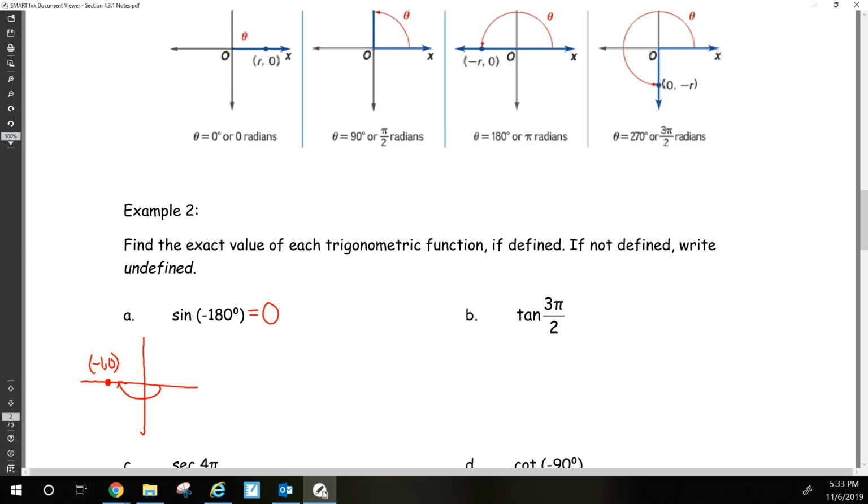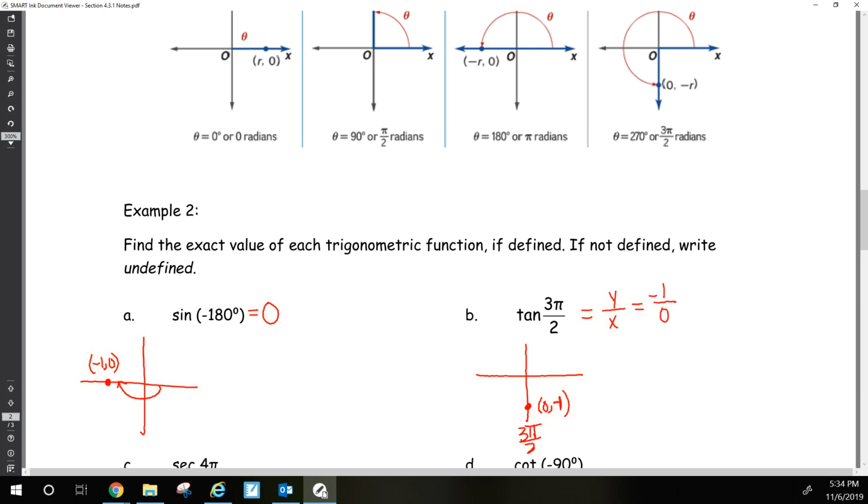All right, for tangent of 3 pi over 2, here's my quadrants. Here's pi over 2, pi, 3 pi over 2 would be this guy down here. This point then, on the unit circle, would be 0, negative 1. Now, what did we say tangent was? It's y over x, right? Sine over cosine. Sine is y, cosine is x. You just got to get that memorized. Sine is y, cosine is x. So tangent is y over x, which for this one is going to be negative 1 over 0.